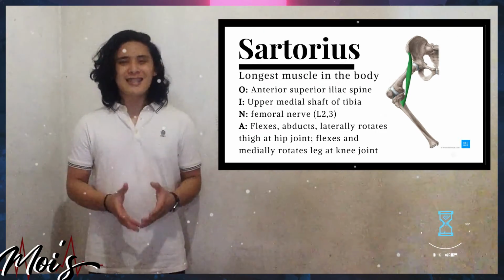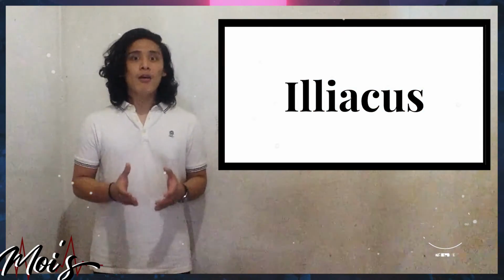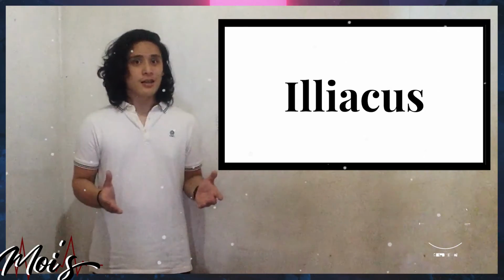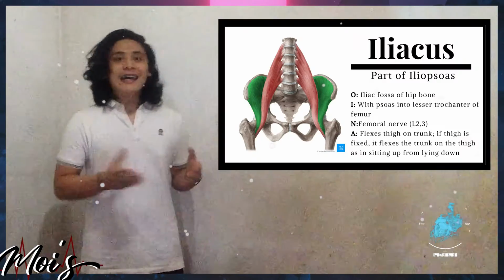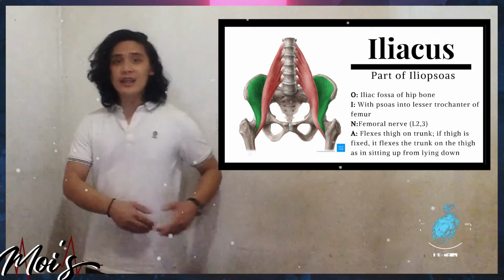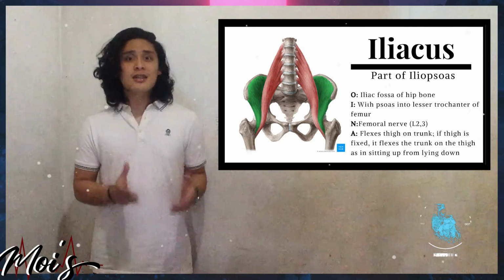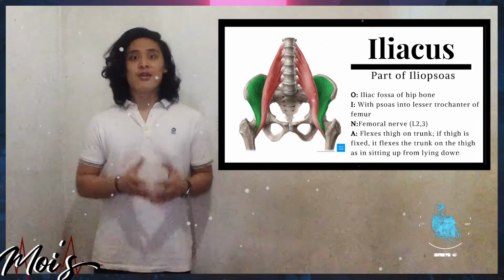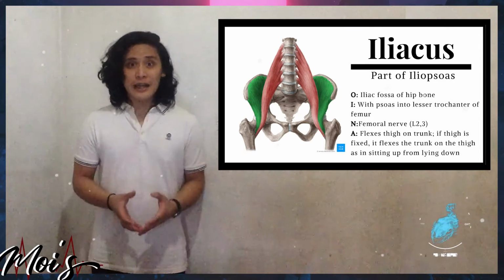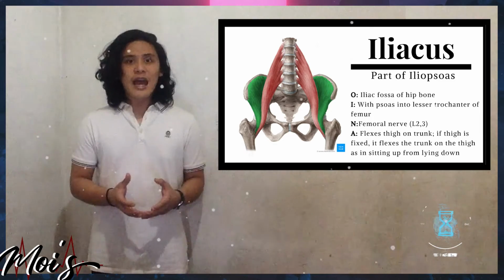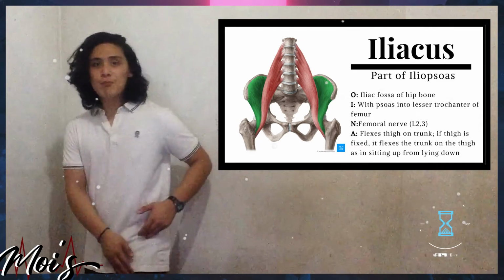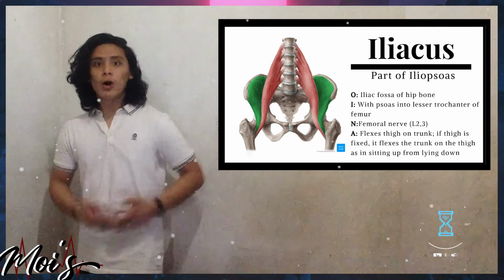Next muscle is the iliacus, a part of the iliopsoas muscle. Our iliacus originates at the iliac fossa and together with the psoas, it is inserted to the lesser trochanter of the femur. It is innervated by the femoral nerve and it can flex our hip on our trunk or our trunk on our hip.